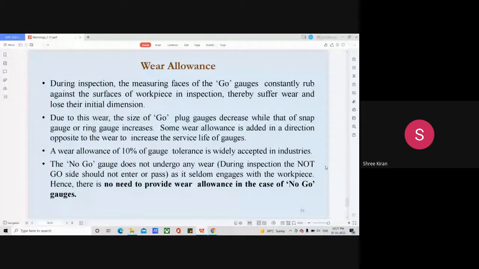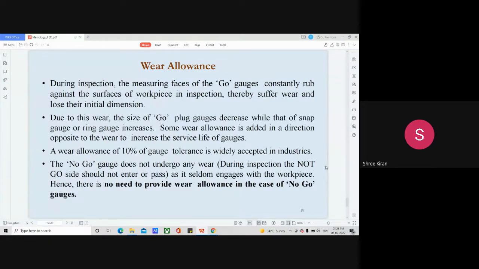Due to this wear, the size of the go plug gauge decreases, but that of the snap gauge or ring gauge increases. So a wear allowance is added in a direction opposite to the wear, mainly to increase the service life of the gauges. A wear allowance of 10% of the gauge tolerance is widely accepted in industries.